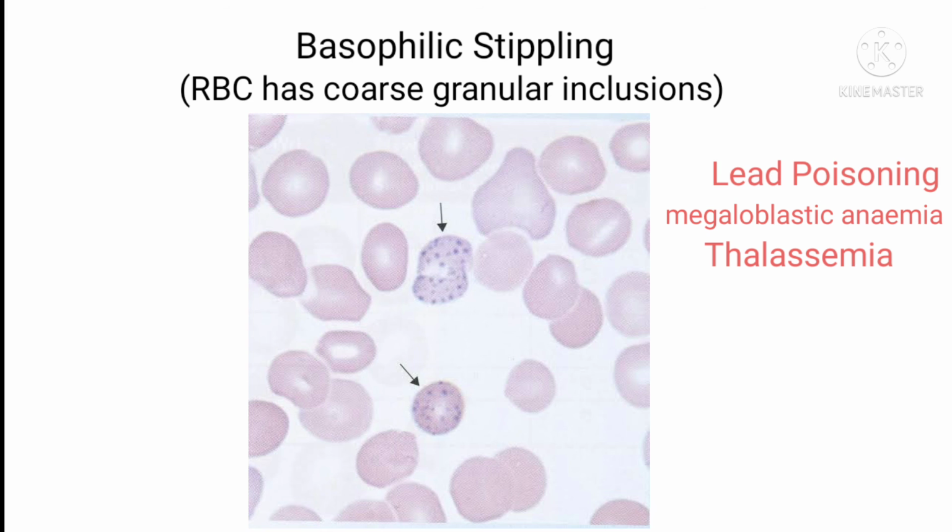So till now we have seen the various alterations in the size and shape of RBC. Now let's see the various inclusion bodies present inside the red blood cells. The first one is basophilic stippling. When the RBC contains coarsely granular blue-black inclusions inside it, it's known as basophilic stippling. It's mostly seen in megaloblastic anemia, lead poisoning, thalassemia, and sideroblastic anemias.